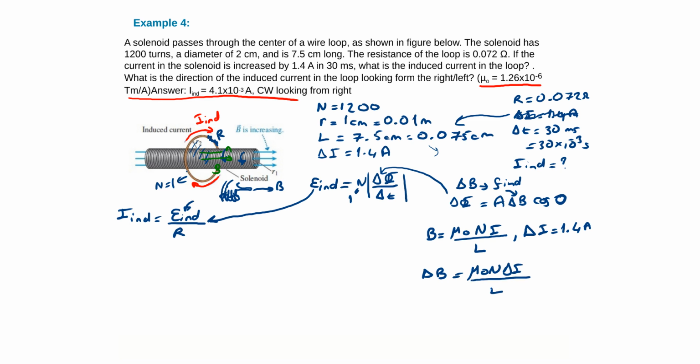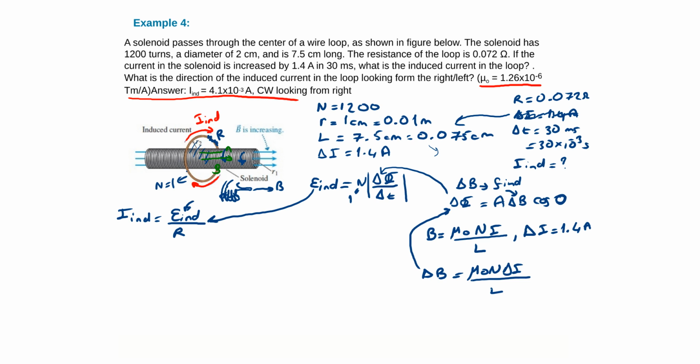So we are now ready. Insert this guy here, get delta B, insert this guy there, get epsilon induced, insert that guy there, get I induced. The values are given to you. I induced should be 1.4 10 to minus 3 amperes. That's about 41 milliamperes. Amperes to milliamperes we convert there. Let me also give you what I found for each of these values. Please work through it yourself.